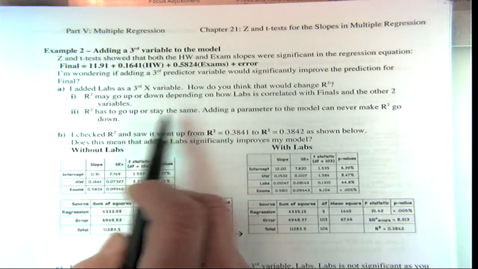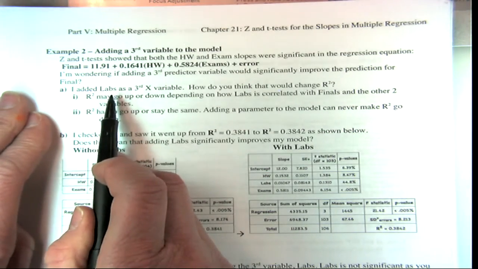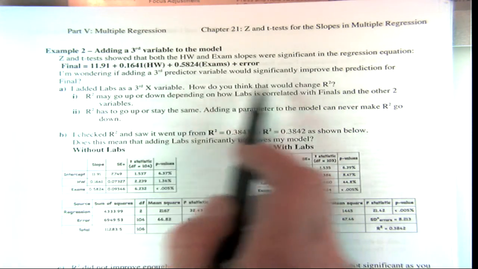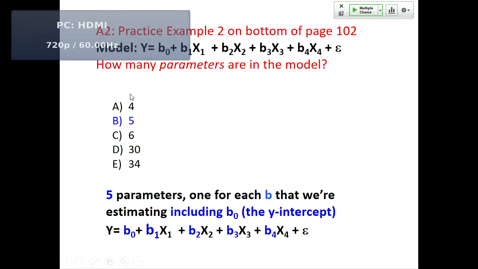So this is going to be an iClicker, so think about it now. I'm just going to put it right up. I added labs as a third variable. How do you think that would change R squared? So let's put it up. Let's look at it, and let's think about it.